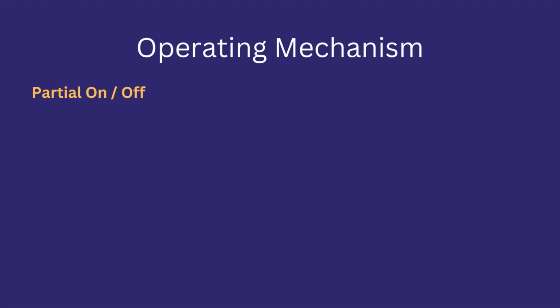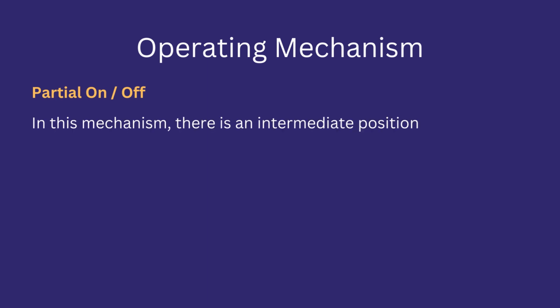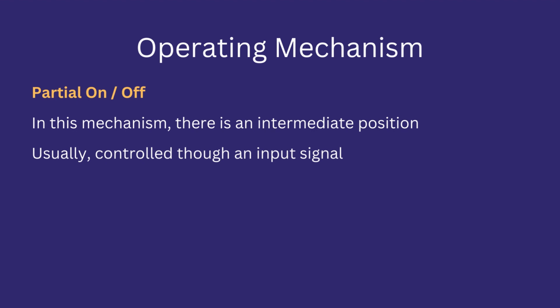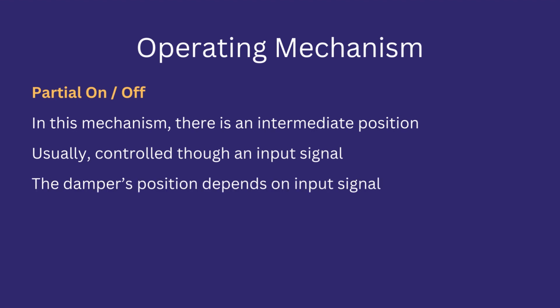Partial on-off. In this position, the damper is not fully open or closed. Instead, the damper lies in an intermediate position between fully open and closed. The damper is usually controlled through an input signal that relates to the position of the damper. The damper's position depends upon the input signal. For example, for a given damper, if the input signal is maximum, the damper will move to the maximum position. Similarly, if the input signal is minimum, the damper will shift to its minimum position.